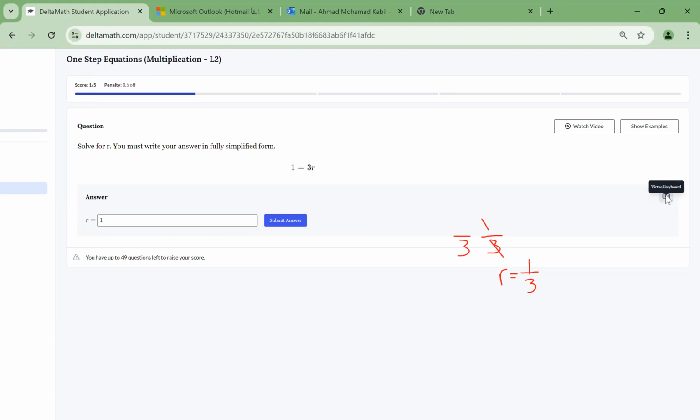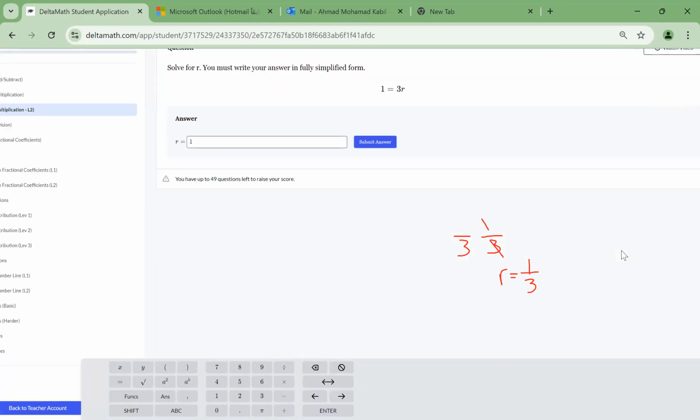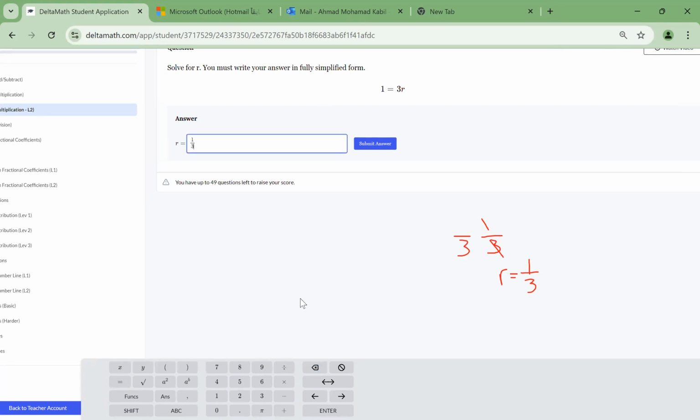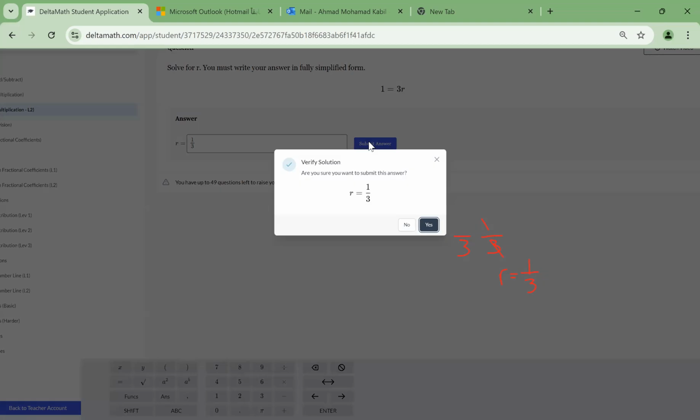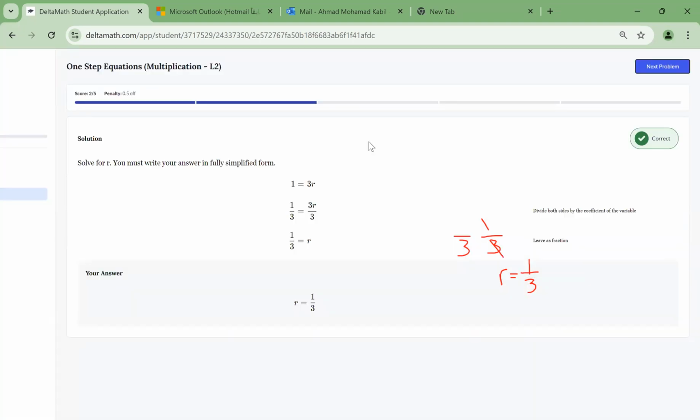So the keyboard doesn't seem to be working here. Oh, there it is. So you use the division sign and then you write down the 3. So this division button here creates a fraction in Deltamath. And this is the correct answer as well.